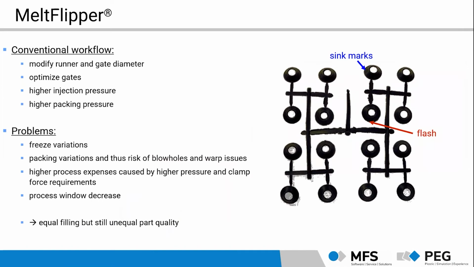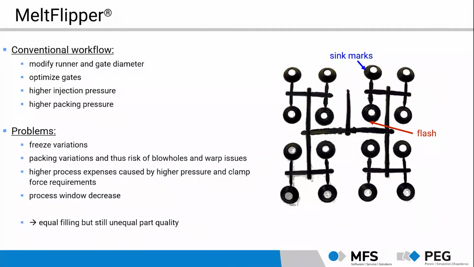And what do people often do in industry when they are confronted with these effects? Often they make a trial and error. They want to modify runner and gate diameter to achieve an equal or balanced filling. They maybe optimize gates. They work with higher injection pressure, with higher packing pressure.